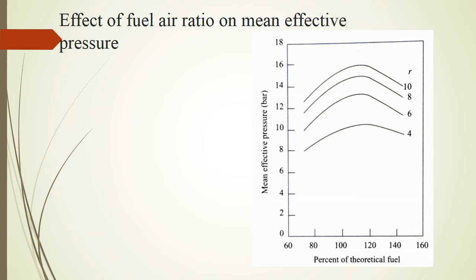The mean effective pressure increases with the compression ratio. It follows the trend of P3 and P4, and hence it is maximum at a fuel-air ratio that is slightly richer than the chemically correct ratio, as shown in this figure.